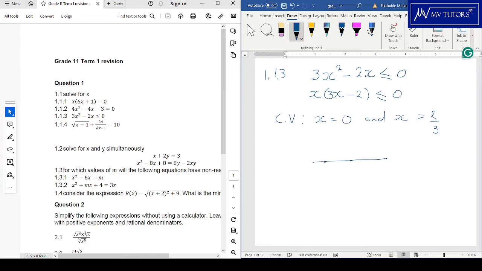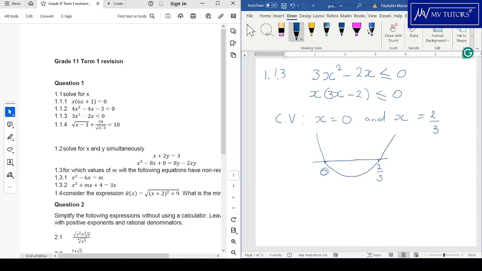Which one is bigger between 0 and 2 over 3? Of course, 2 over 3 is bigger, so it comes over here. And then 0, this side on the left. Okay, and then I just draw a rough sketch like that. Now, I'm looking for values where this expression is less than 0.